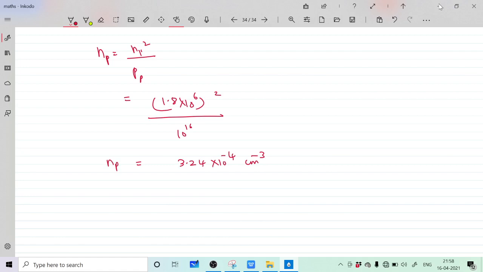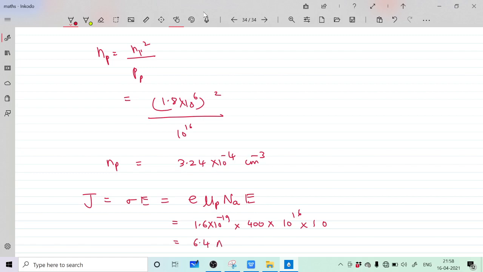Okay. Now again the drift current density J is equal to sigma E. For p type it will be e mu p Na E, which is equal to 1.6 into 10 raised to minus 19 into mu p, which is 400, into Na, which is 10 raised to 16, into E, which is again 10. So this is equal to 6.4 ampere per centimeter square, J. This is the part C.